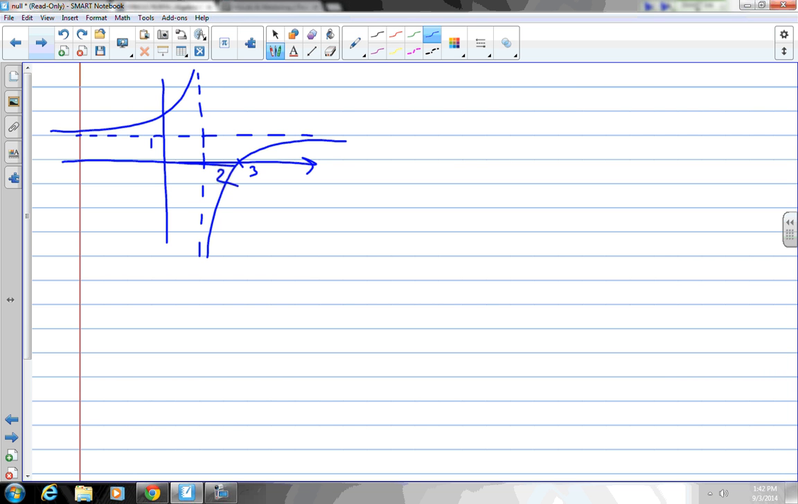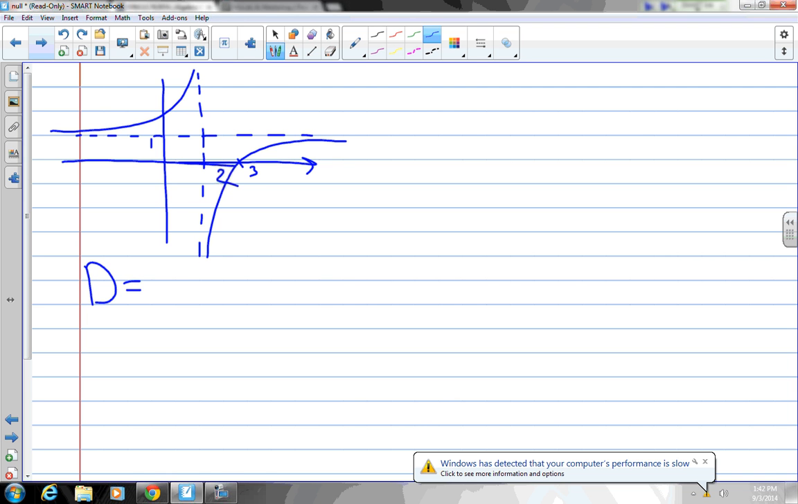Have you seen those things before? What are they called? Yeah, but we'll study them in chapter 4 in greater detail. It's okay if you don't know what those are. We're not learning that. But can you tell me the domain of this function, just by looking at the graph?